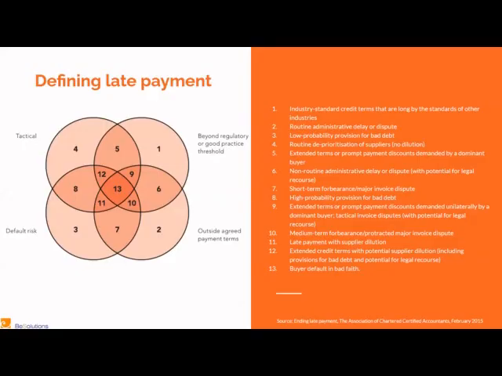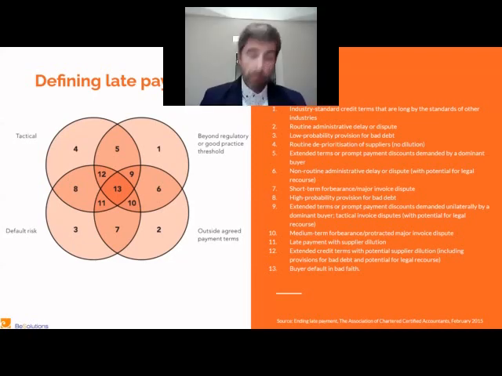So what do we do? Here we have a chart prepared by the Association of Chartered Certified Accountants, and it is part of their material to help companies manage the problem. To manage something, you have to understand it. This chart defines the causes for late payment, and you see four main causes: the tactical, beyond the regulatory or good practice threshold, outside of agreed payment terms, and the default risk. Then you have, of course, all kinds of combinations of these causes. Right in the middle, with the number 13, it's basically a criminal offense. Somebody is trying to get something from you and never intended to pay anyway. This is definitely one you want to avoid.